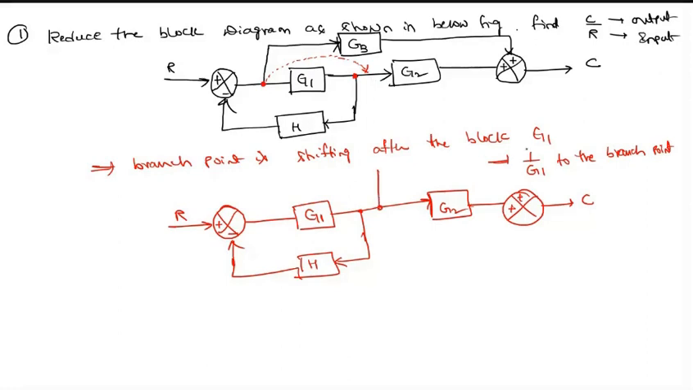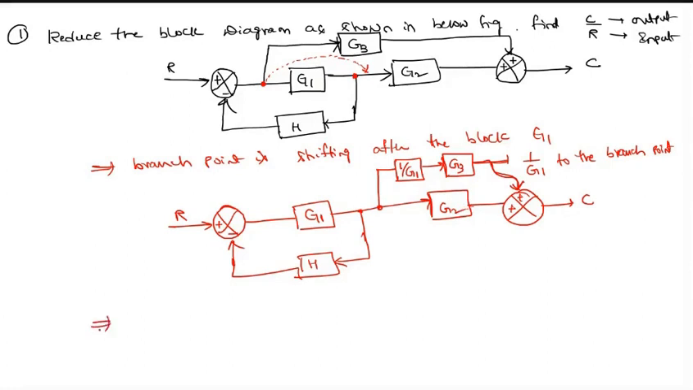So while shifting the branch point, what should be added? 1 by G1. Therefore here I can add 1 by G1 to the branch point. To the branch point I am adding 1 by G1. Actually G3 was there, so G3 as it is, you can write it. So then this will be given here. This is the first, or primary, step I am going to do.